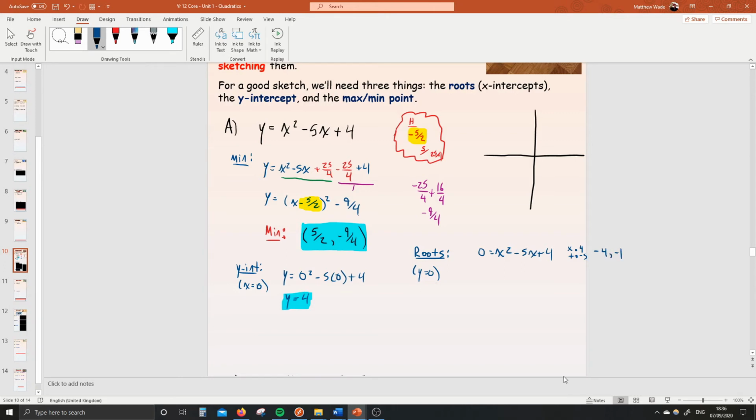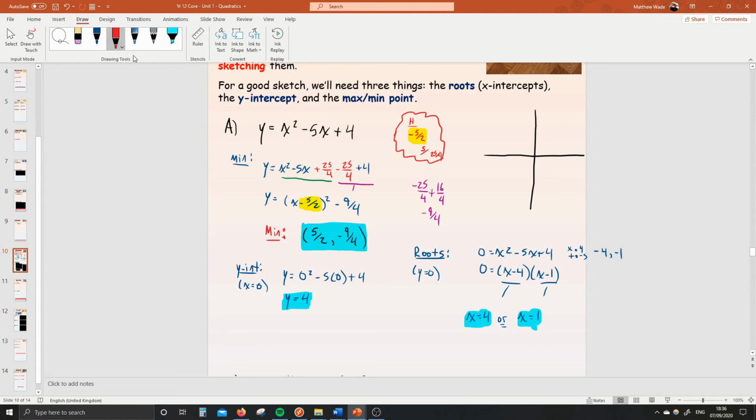I think that's right. That times to make 4, and add to make minus 5, which means this is 0 equals x minus 4, x minus 1, which means that the roots are this one here, x equals 4, which is a root, and x equals 1, which is a root. So, guess what, guys? You have all the tools you need to sketch this relatively accurately.